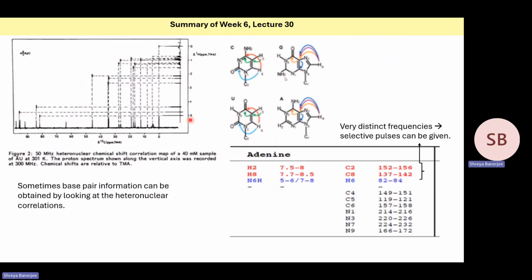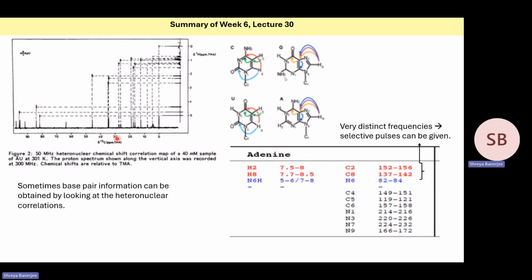So there can also be HSQC. We have looked at COSY and NOESY mainly, but you can also have HSQC information, which helps you know what the nitrogenous base is. Here the different arrows are shown: this hydrogen with this carbon, then this hydrogen with this carbon, and so on. The HSQC data can give you ideas about the correlations between the hydrogens and the carbons.